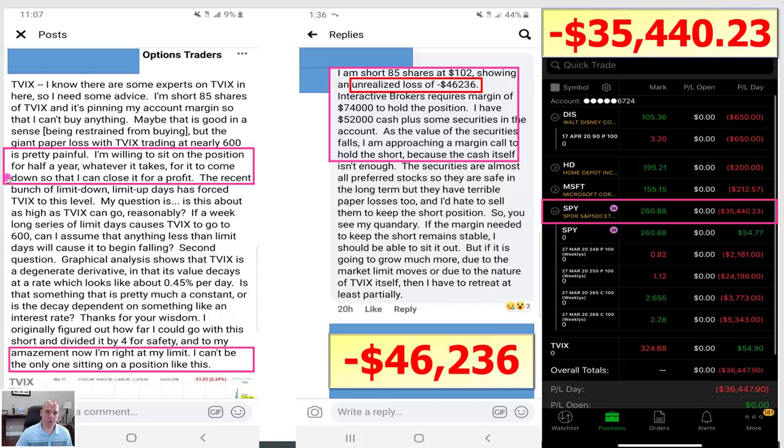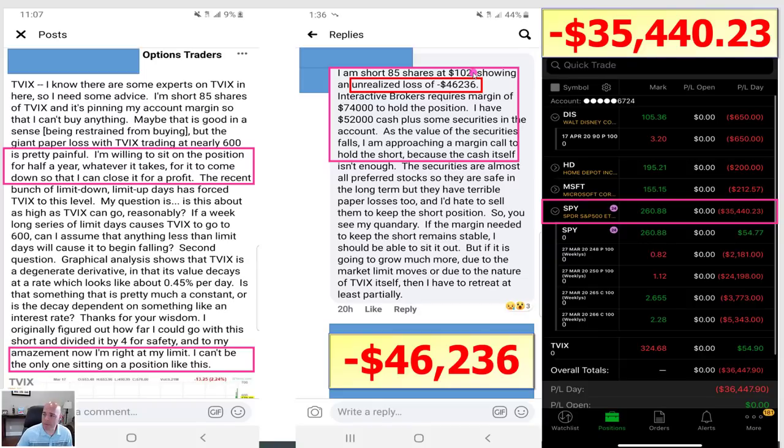I want to close it for a profit. They're not yet at the point where they're willing to accept the loss. They're waiting for the TVIX to go from 650 down to 100. And maybe that will happen for them, maybe it won't. But what if it doesn't?